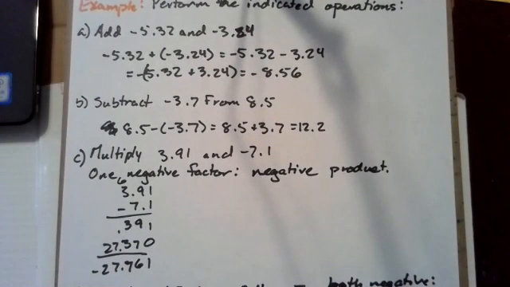Again, we're going to perform the indicated operations here. We're not writing them out so explicitly now. Add negative 5.32 and negative 3.24. Well, that's negative 5.32 plus negative 3.24, but we can change that sign and make this negative 5.32 minus 3.24. So that's the same as negative 5.32 plus 3.24, or negative 8.56.